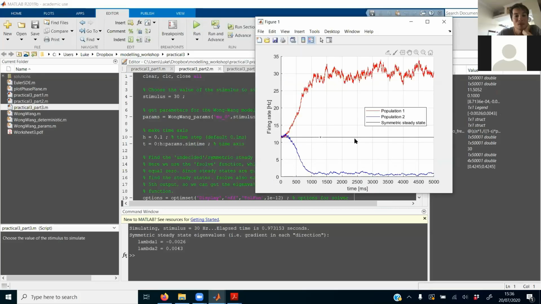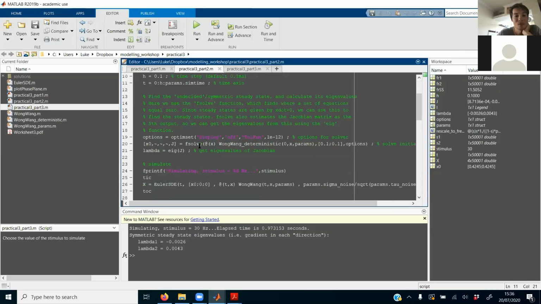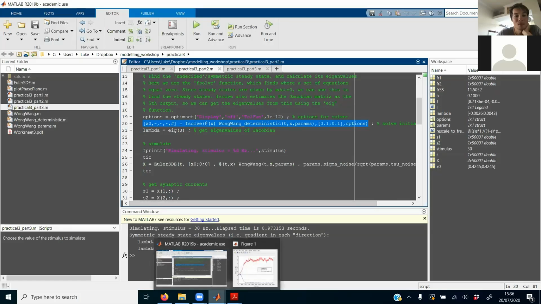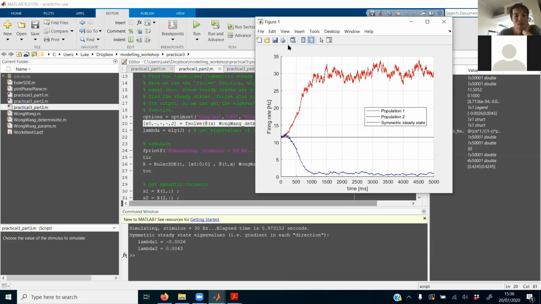Now, what this black line here shows is the symmetric steady state. I've included a line of code here that ensures that we start on the symmetric steady state, the undecided steady state. No decision has been made at this point, and yet we find that the dynamics always move away from this steady state. So if you had to call the steady state stable or unstable, which of these two would you call it? What does this plot suggest? It suggests that it's unstable, because it repels; we move away from the steady state.